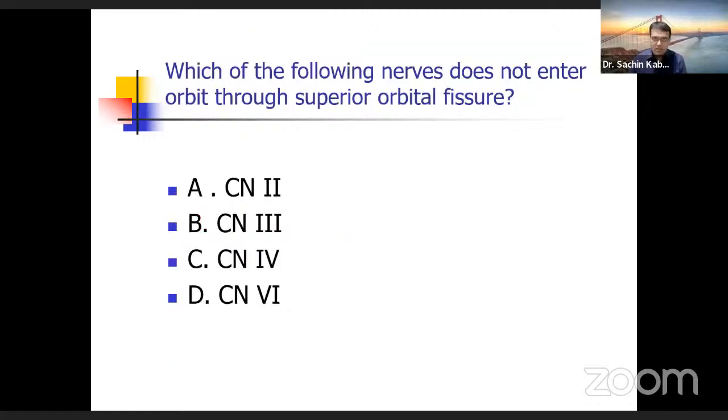Which of the following nerves does not enter the orbit through the superior orbital fissure? Option A, second cranial nerve, optic nerve. Option B, third cranial nerve. Option C, fourth cranial nerve. And option D, the sixth cranial nerve. Your time starts now. Giving a clue, it enters through a canal, not through the fissure. Last 2 seconds. Well, the answer is obvious: the optic nerve, which exits through the optic canal.